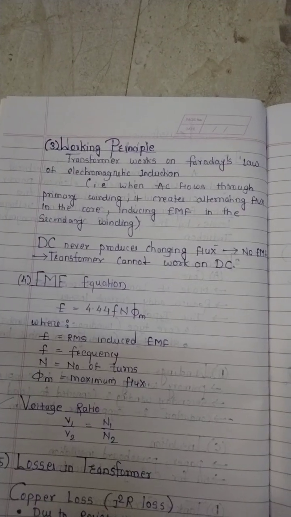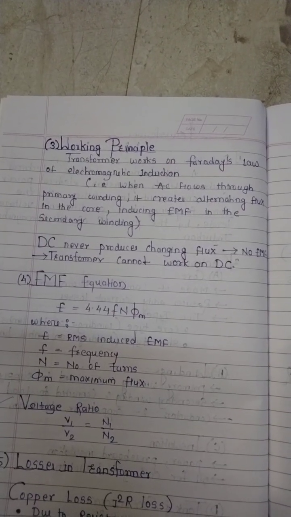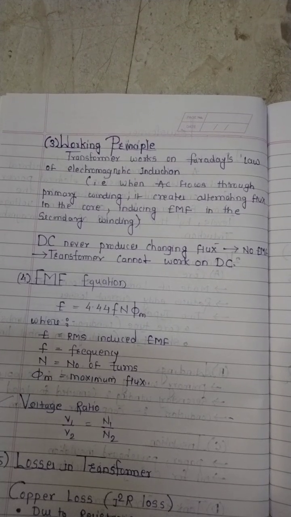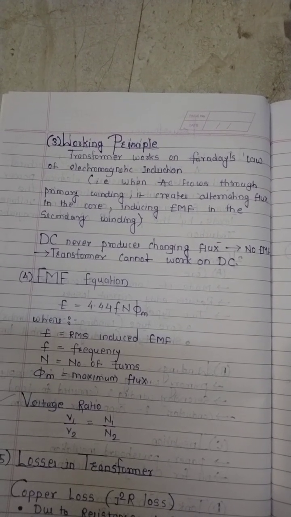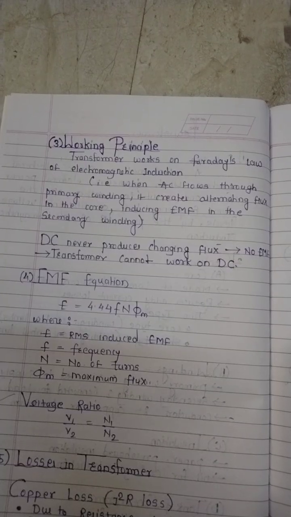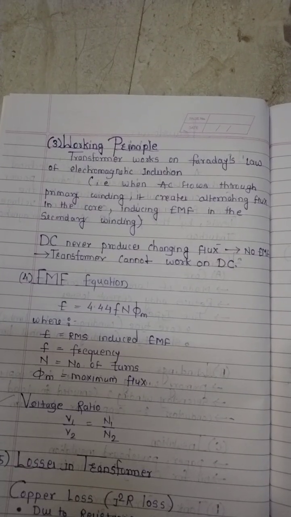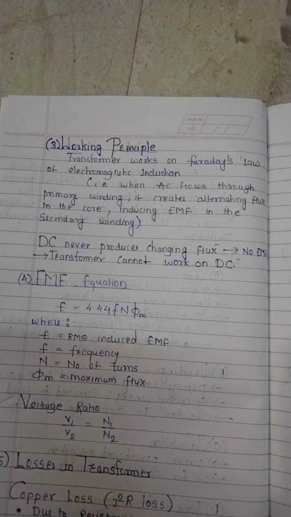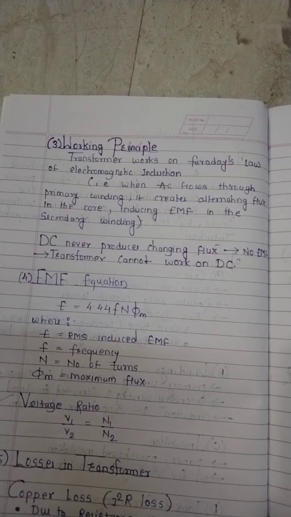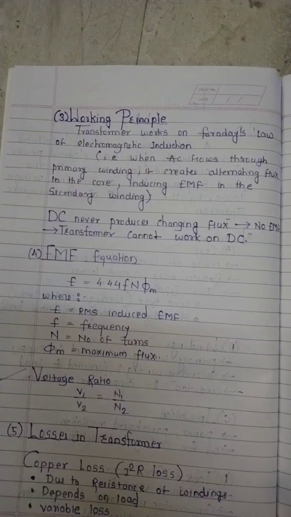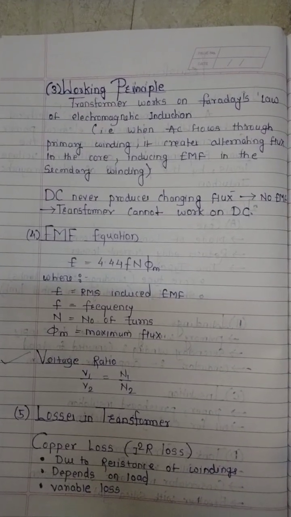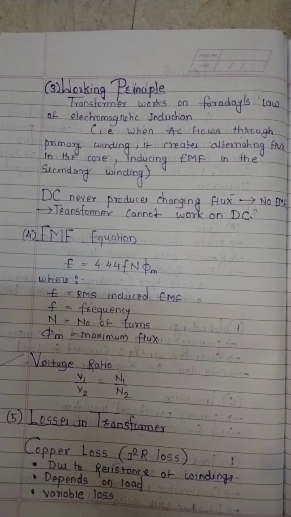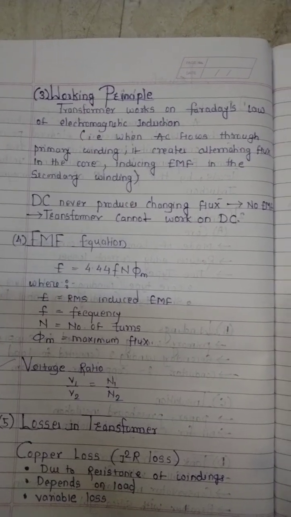So what is the EMF equation of transformer? E is equal to 4.44 f N phi m, where E is the RMS induced EMF, f is the frequency, N is the number of turns, and phi m is the maximum flux. Voltage ratio: V1 by V2 is equal to N1 by N2. Here the voltage ratio is equal to the turn ratio.